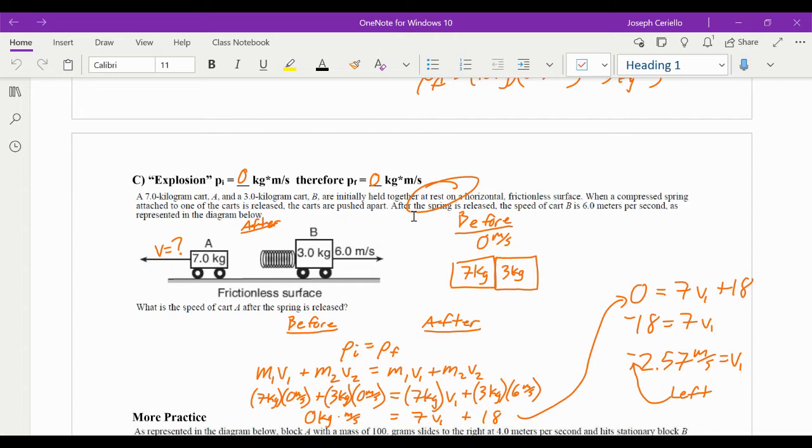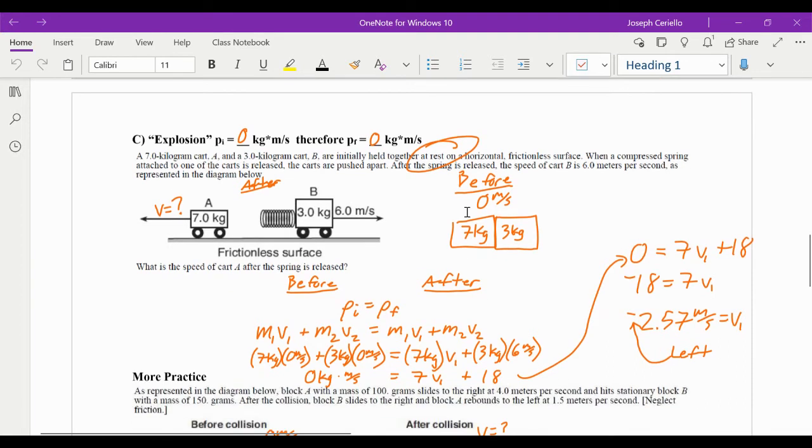We have a situation here where we have two carts, and there's a spring between them, and the spring is released, and they push apart. So there's a before picture and an after picture. This is actually the after picture. All right. The before picture, the two carts are together, 7 kilograms and 3 kilograms, and they are not moving. All right. The initial velocity is 0. The after picture is given in the picture here.